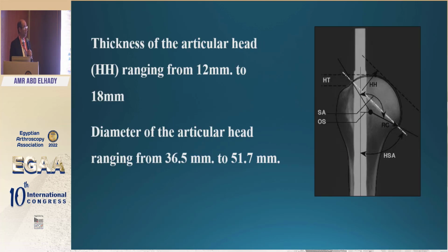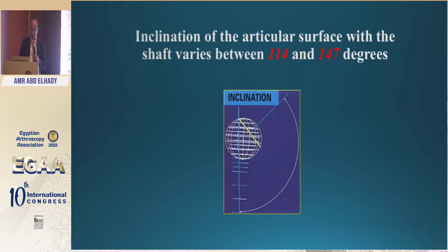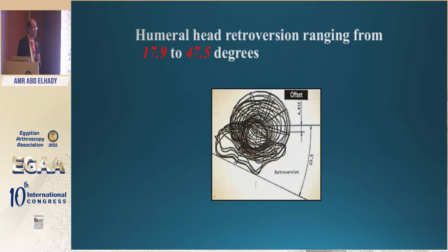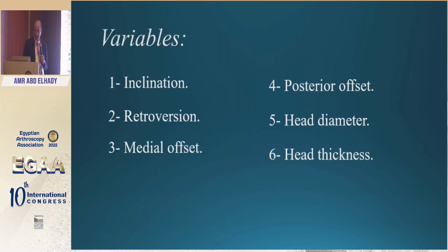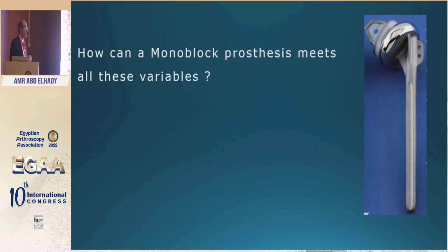The thickness of the articular head, or part of this sphere, ranges from 12 to 18 millimeters, and the diameter of the articular head ranges from 36.5 to 51.7 millimeters. Also, the inclination varies between 114 and 147 degrees. There is also humeral retroversion, ranging from 17.9 to 47.5 degrees between the head and the epicondylar axis. So there is inclination, retroversion, medial offset, posterior offset, head diameter, and head thickness. How can a monoblock prosthesis meet all of these criteria?